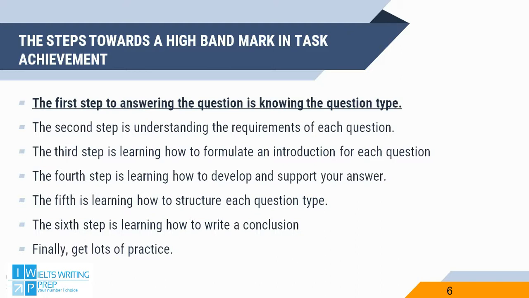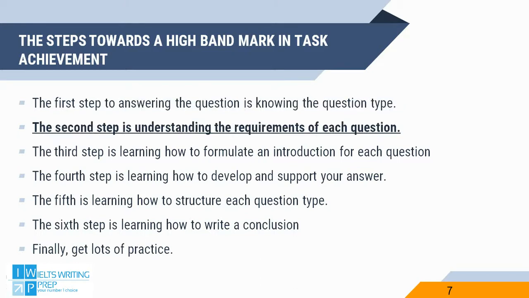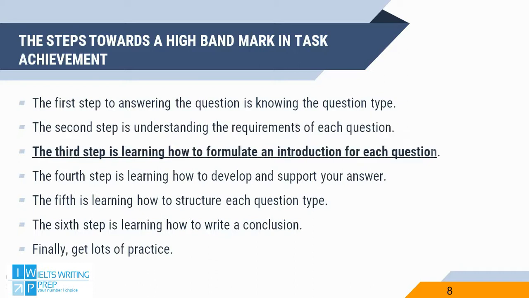Okay, so these are the steps towards getting a high band mark in task achievement. The first is to know the question type. This is what we're going to talk about in future videos. The second step is understanding the requirements of each question. So all parts of the question, you need to understand what they are and how to answer them. The third step is learning how to formulate an introduction for each question type. This will really help you to save time.